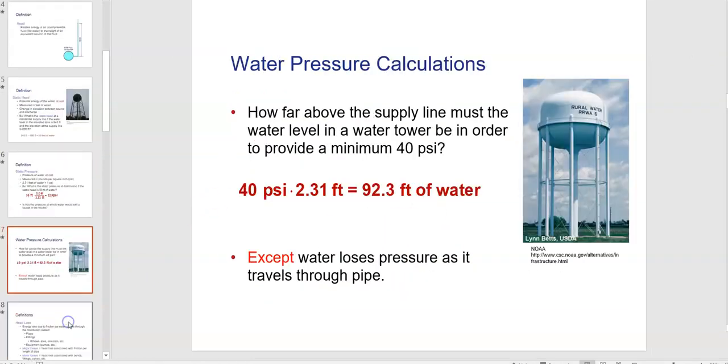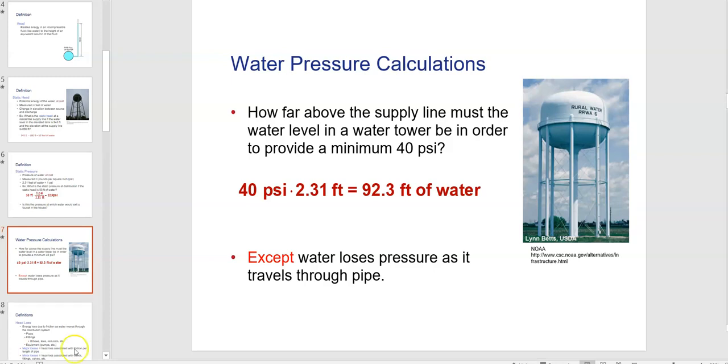So back down to water pressure calculations. Notice it says 40 pounds per square inch times 2.31 feet of water would be 92.3 feet of water. So in order for you to have enough pressure, the supply line for your water supply would need to be above 90 feet of water. If you look right here, it says for a minimum pressure of 40, it's going to be just above 90 of what you're going to need.